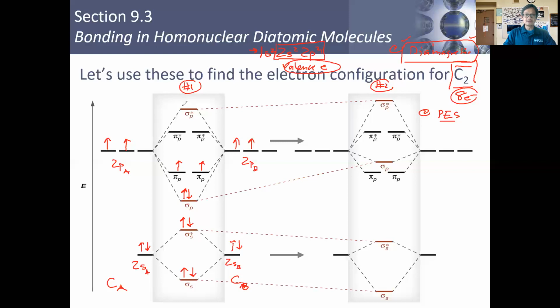All right. So for this option, we're going to write out the electron configuration. That's going to be sigma 2s, and there are 2 electrons there. That's the first one. The next one is sigma 2s star, the antibonding, and there are 2 electrons here. Then you have what's filled in next, sigma 2p, and you have 2 of those. And finally, we have the pi 2p, and we have 2 there.